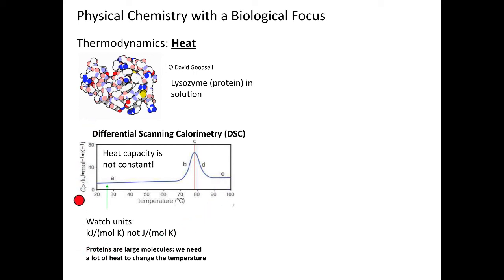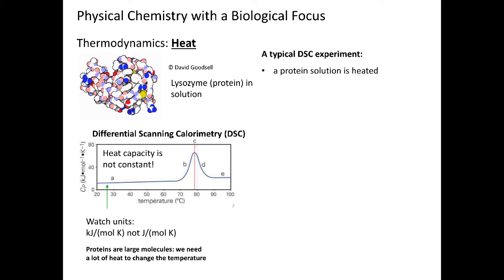You also can look at the units. We see here that it's reported in kilojoules per mole per Kelvin. So previously, when we talked about heat capacities, we usually found them to be in the order of joules per mole per Kelvin. Here we talk about kilojoules per mole, because proteins are very large molecules. We need a lot of heat to change the temperature.